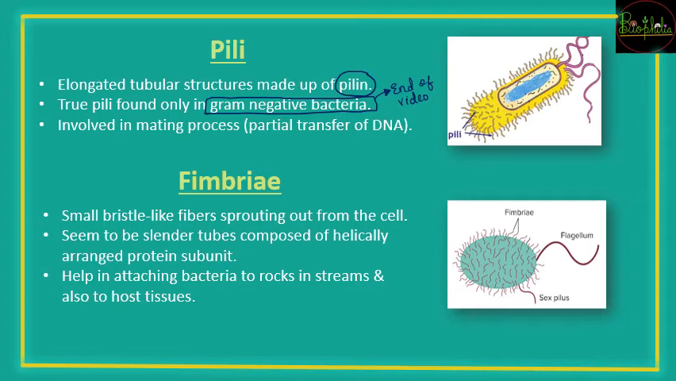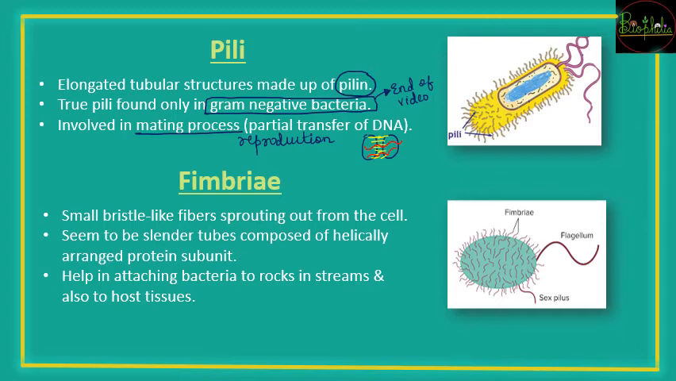Ab pili jo hote hai, these are involved in mating process, that means the transfer of DNA that is related to reproduction. So reproduction ke time pe, when the DNA material needs to be transferred, the two cells need to hold each other. And when they need to hold each other, there is going to be the pili which are going to come from each end and they will hold the two cells together. And then the DNA material is going to get transferred. So that transfer ke time pe, there needs to be stability so that the cells do not move with the flow of water or air. So that pili are going to give them strength to stay together during the transfer of DNA.